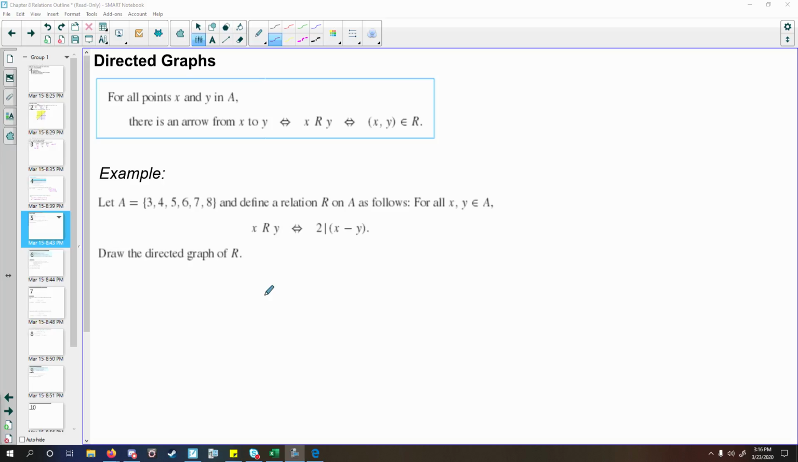Hi there, Rachel Sherman here, and in this video we're going to learn about directed graphs and then apply it to an example. Directed graphs can be used anytime your domain and codomain values are equivalent to each other.